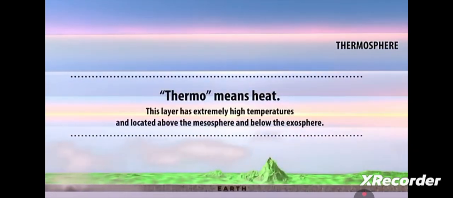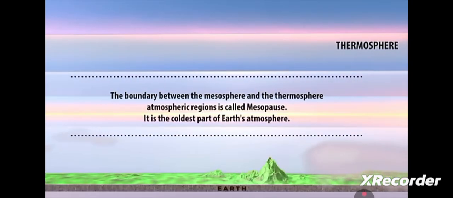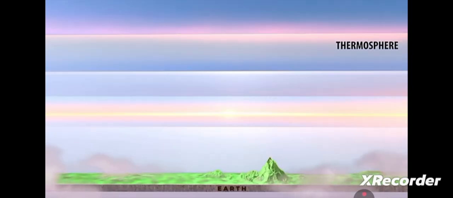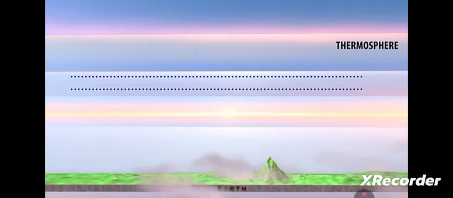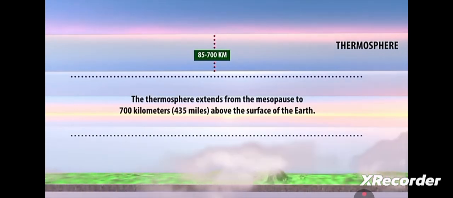The thermosphere. Thermo means heat. This layer has extremely high temperatures, and is located above the mesosphere and below the exosphere. The boundary between the mesosphere and the thermosphere atmospheric regions is called the mesopause. It is the coldest part of Earth's atmosphere. The thermosphere extends from the mesopause to 700 kilometers or 435 miles above the surface of the Earth.